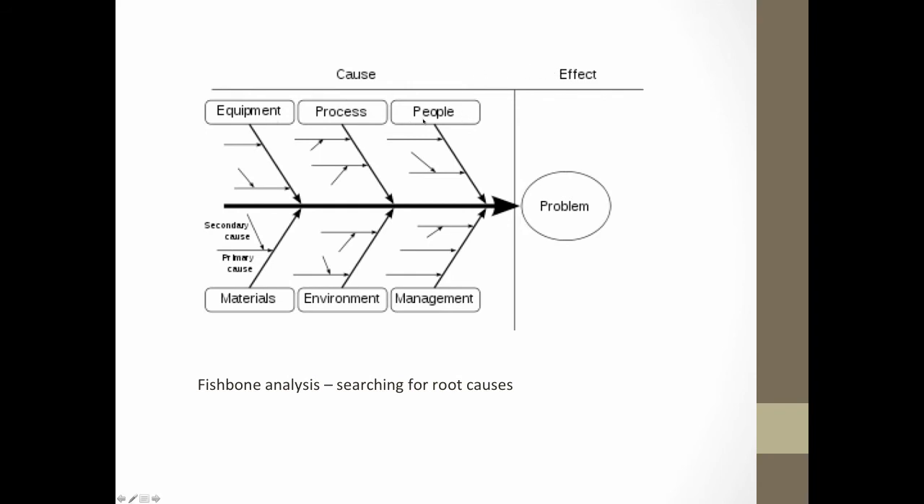And rather than looking at single causes, the fishbone analysis forces organizations to look at categories of causes. Six common categories are the people, processes, equipment, materials, environment, and management. So when analyzing any problem, ask what the potential causes are. How did people contribute? How did processes contribute? How did equipment contribute? Materials, environment, management, etc. And within each of these categories, there may be primary causes or secondary causes. So this is just a generic template.